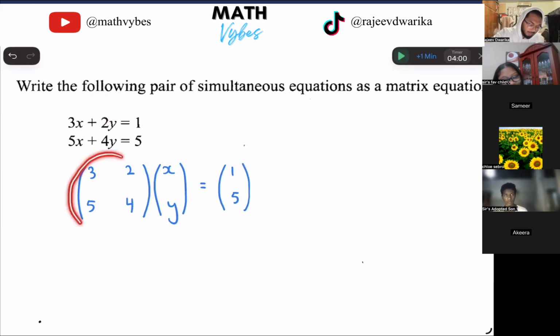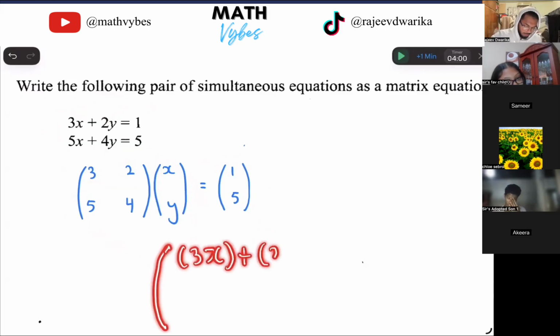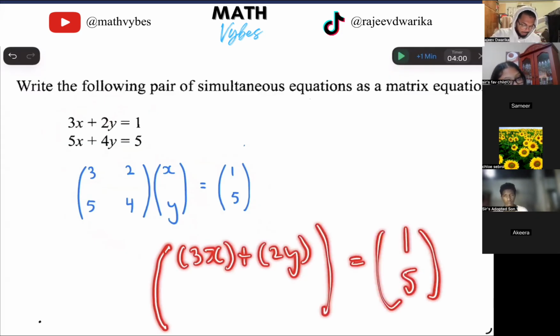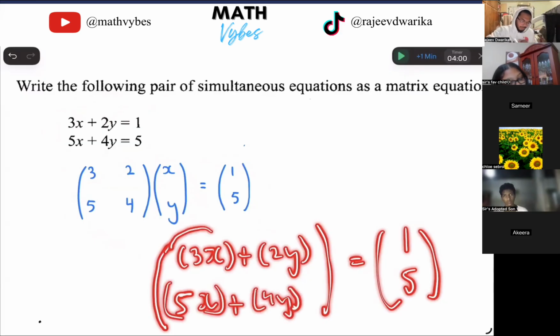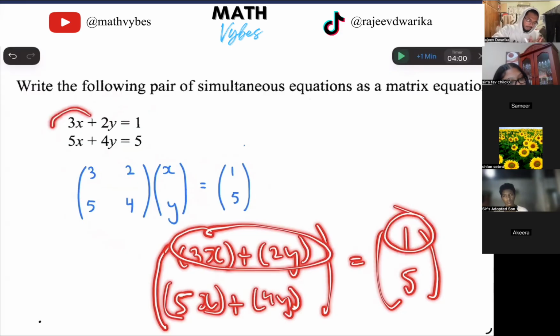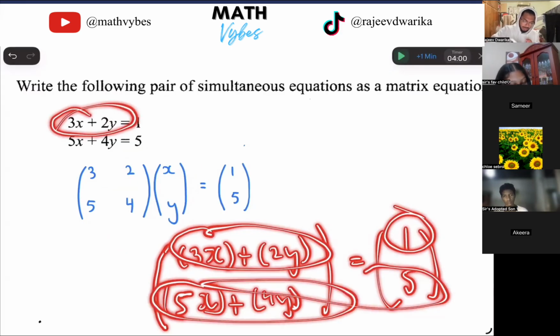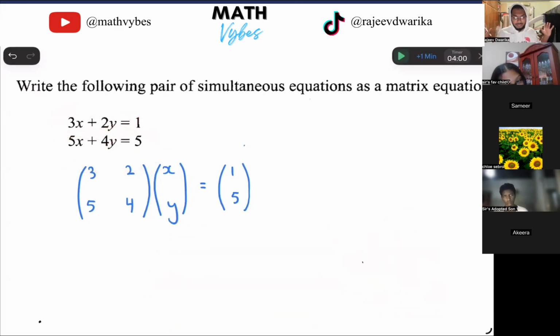So Sky, if we wanted to multiply this out, you'd multiply row by column. So tell me what to write. 3 by X plus 2 by Y equals 1. And then below that is 5 by X plus 4 by Y. Right. Watch. 3x plus 2y is 1. We're getting back this. 5x plus 4y is equal to 5. We're getting back that.